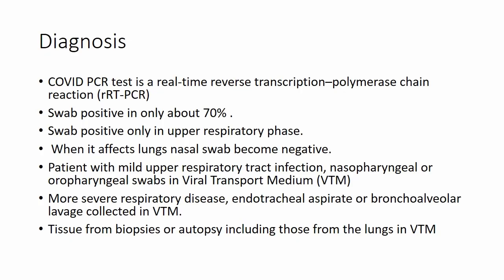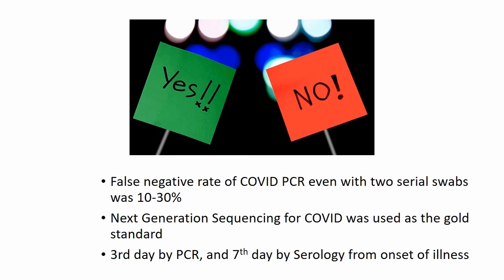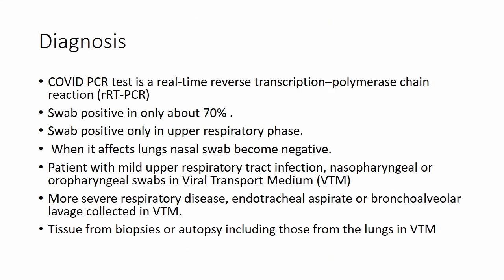So, how do we diagnose COVID-19? Reverse transcription polymerase chain reaction is available for the diagnosis of COVID-19. Patient samples should be transported in viral transport medium. Depending on the patient's severity, we can collect the swabs from nasopharynx or oropharynx from mild cases, and endotracheal aspirate or bronchoalveolar lavage from severe cases, and also tissue biopsies from cadavers.